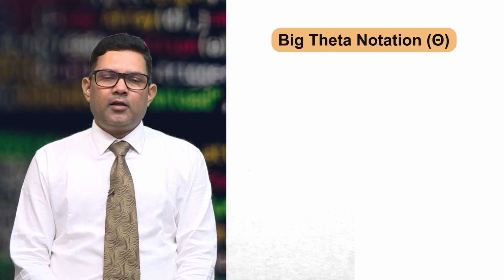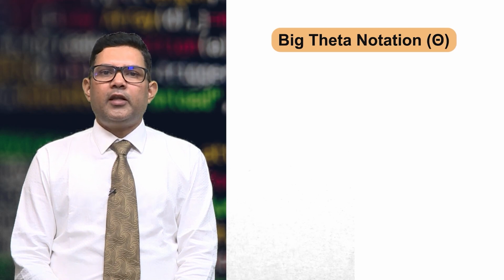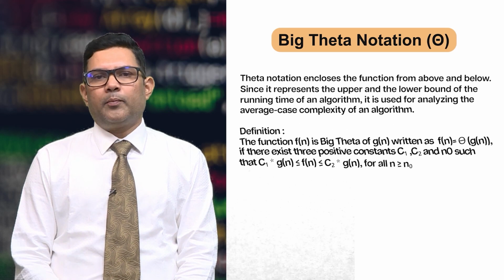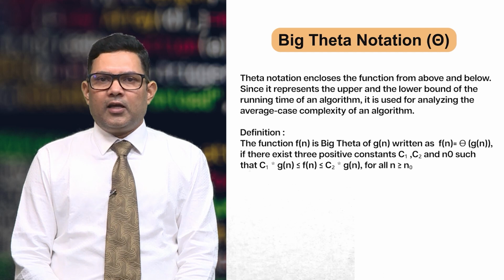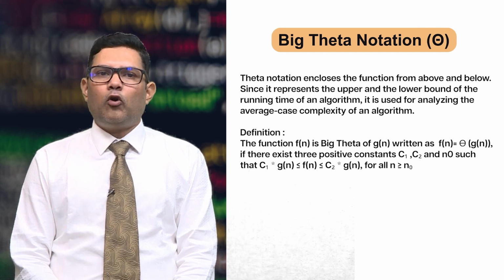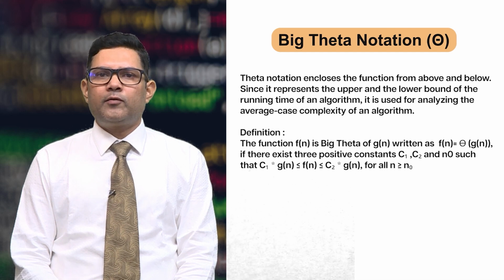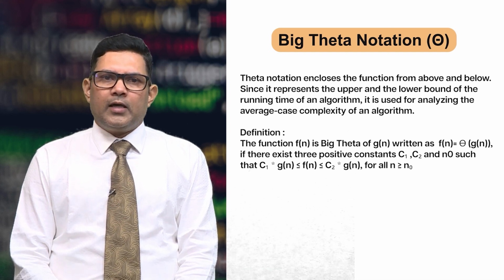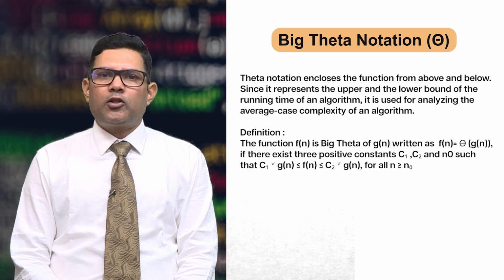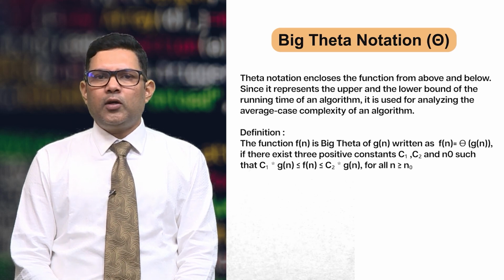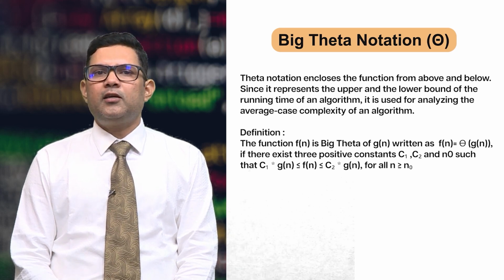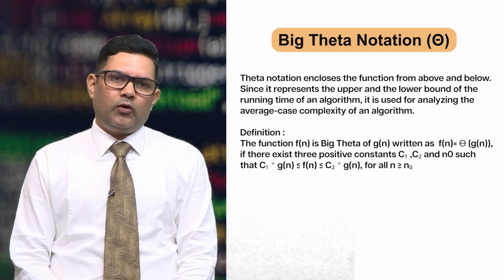Big theta notation. Basically big theta notation is used for average case complexity analysis, because it lies in between big O and omega notation. So theta notation encloses the function from above and below. Since it represents the upper and the lower bound of the running time of an algorithm, it is used for analyzing the average case complexity of an algorithm.